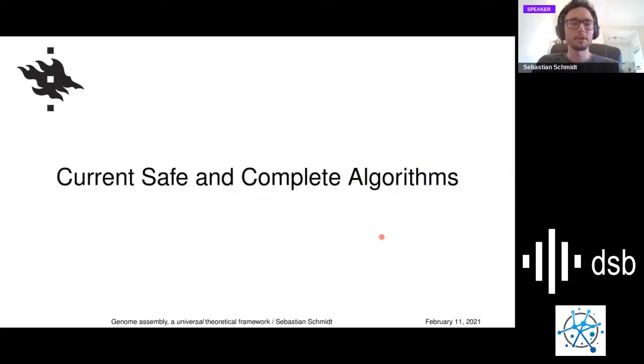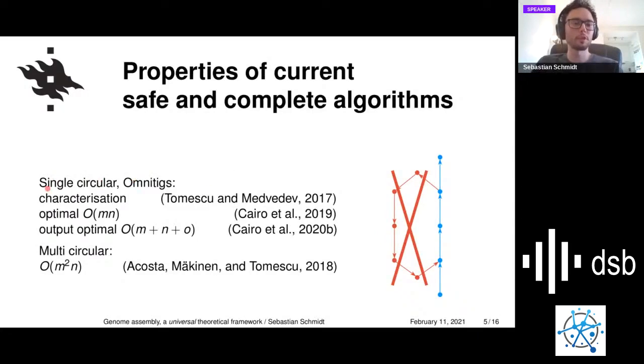So this is the motivation for why we would want more complicated or more intricate models of genome assembly in practice. And let's quickly look at what currently exists in terms of safe and complete algorithms. So for the single circular model that we have seen in the beginning, there are omnitigs. This is the characterization of the safe walks in this model. They were characterized in 2017, and there was an optimal order of MN algorithm that was published in 2019, and then also an output optimal algorithm. This runs in time linear in the size of the input, plus time linear in the size of the output. And this was published in 2020.